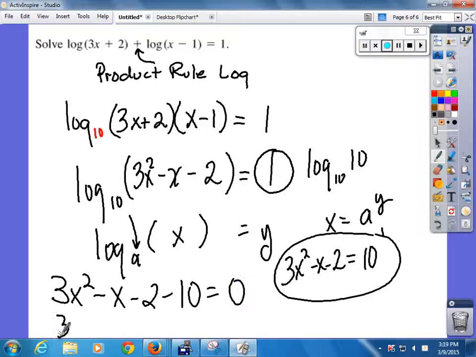I'm sorry. -2 minus 10 is -12 is equal to 0.